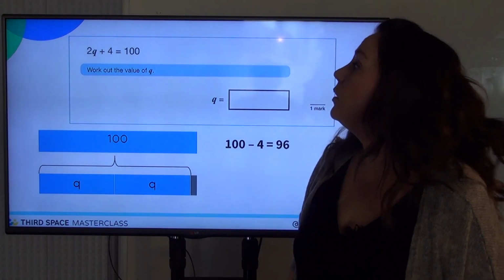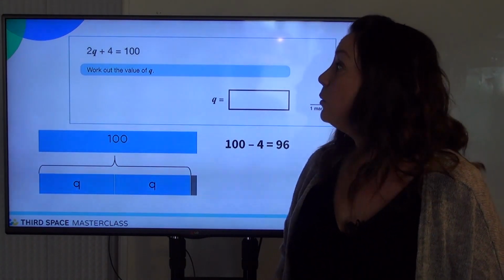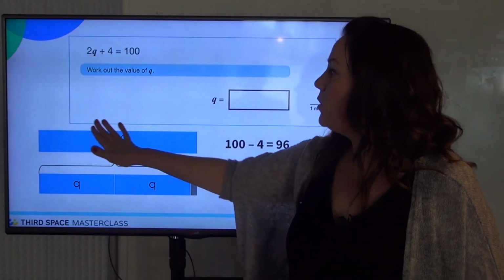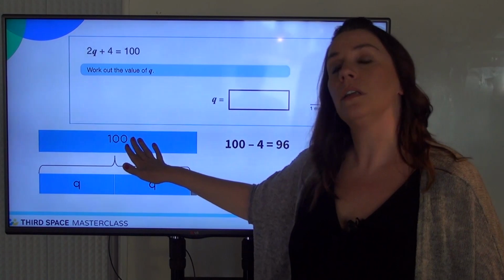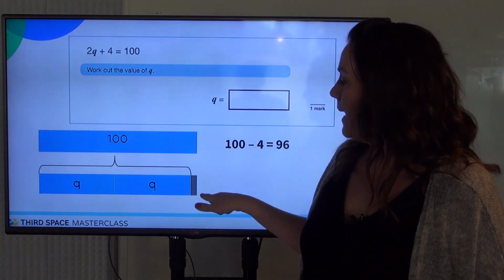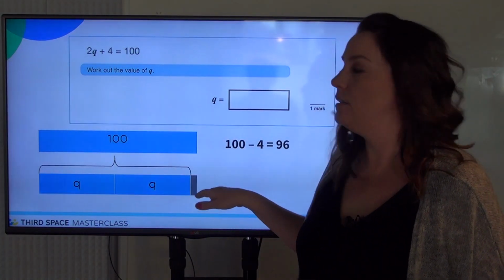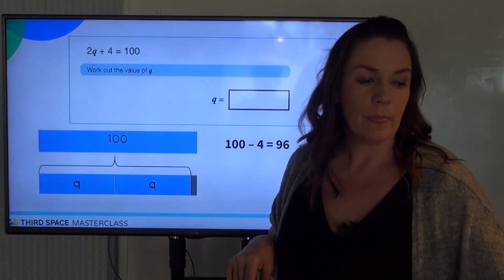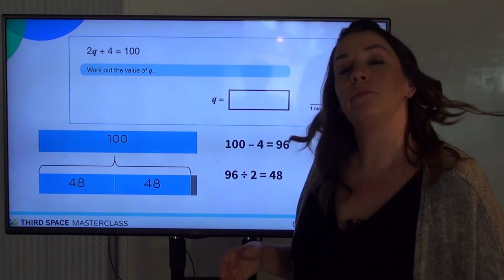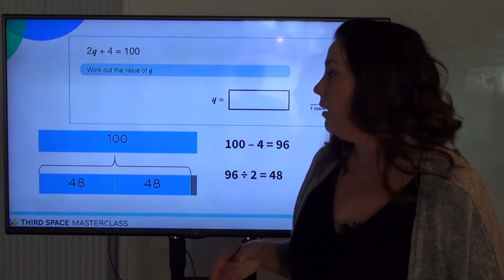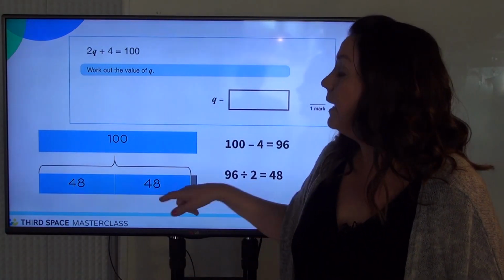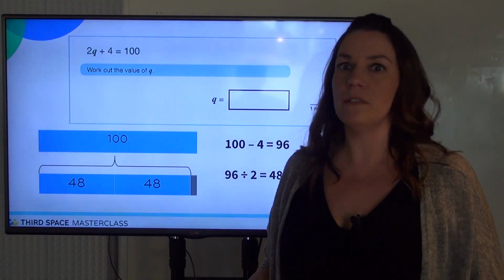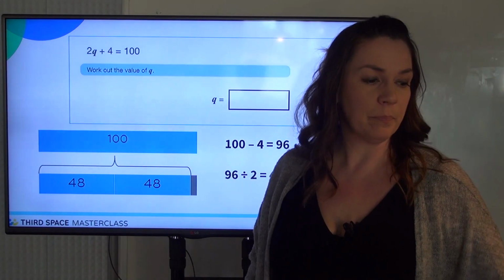A more complicated one here, we've got 2q add 4 equals 100. So what is the value of q? So here, our whole number is 100. We've added 4, so if we take 4 away from the end, we can see that 2q is 96. Moving on, if we divide our 96 into our 2 parts, you can see that q straight away equals 48. So a quite difficult algebra problem is all of a sudden made much simpler.